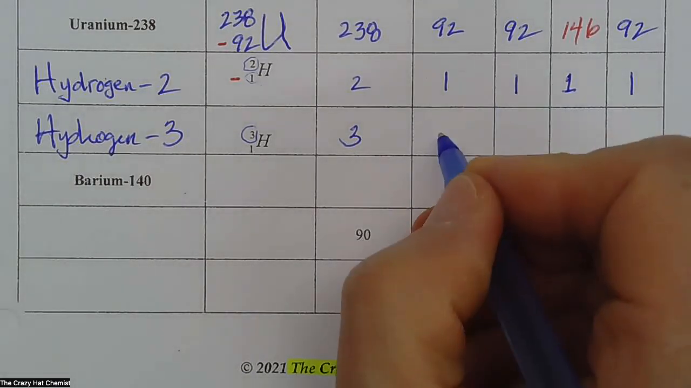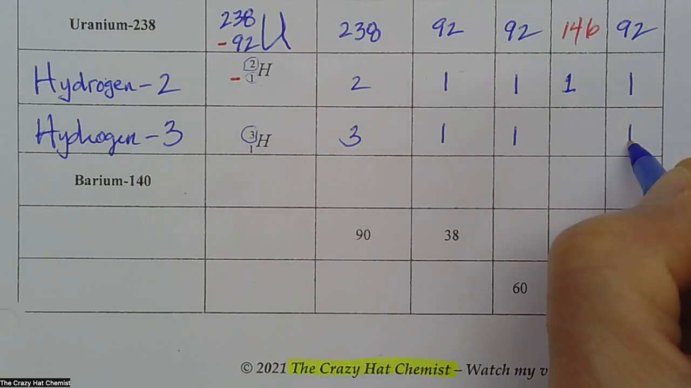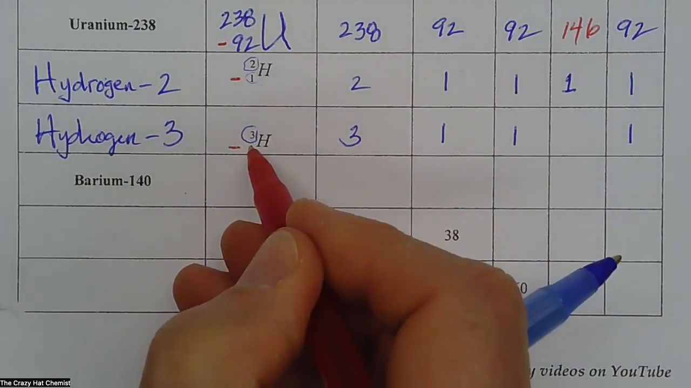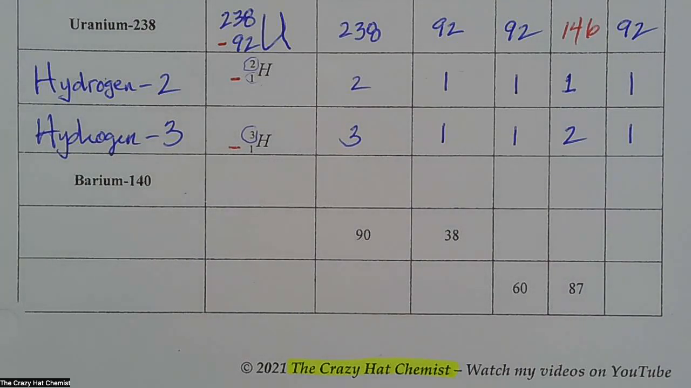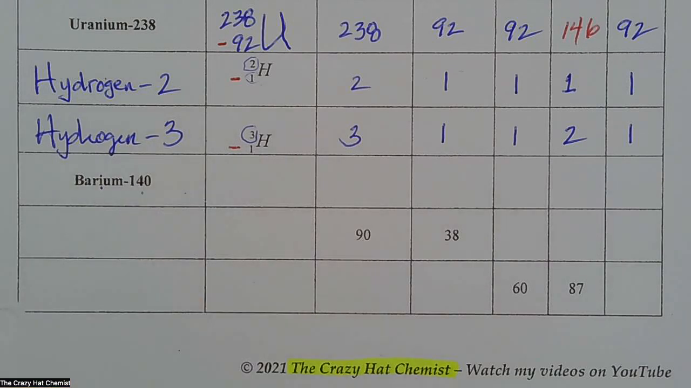All right, and atomic number 1, the number of protons 1, number of electrons 1, and I'm going to take the difference between the atomic mass, that's 3, and the atomic number 1, and I'm going to get 2, which is equal to the number of neutrons. Fantastic. Next one is barium 140.